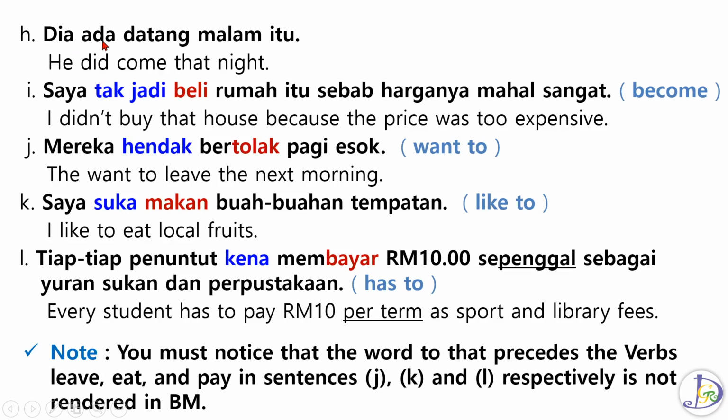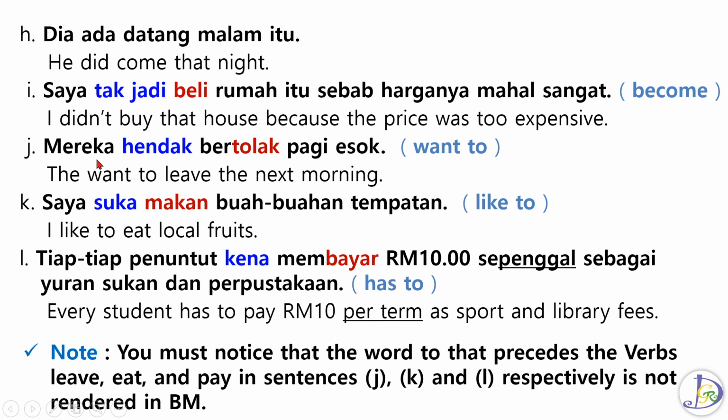H. Dia ada datang malam itu. He did come that night. Here you can remove ada if you like. But we usually use ada have with verb. It shows the past. I. Saya tak jadi beli rumah itu sebab harganya mahal sangat. I didn't buy that house because the price was too expensive. Didn't buy, tak beli. But if you use tak jadi means like you cancel something. You cancel some plan.